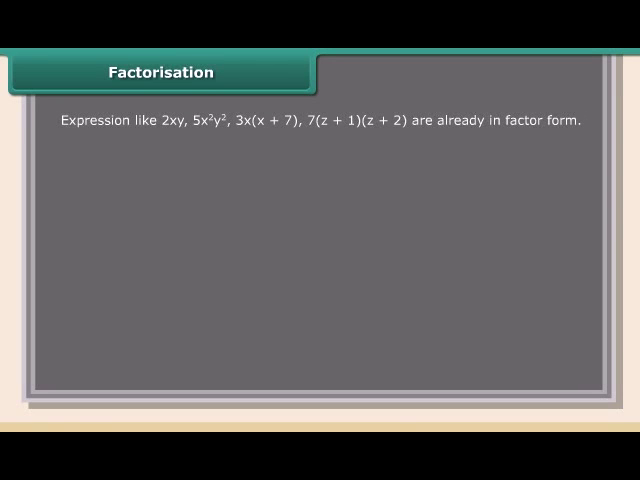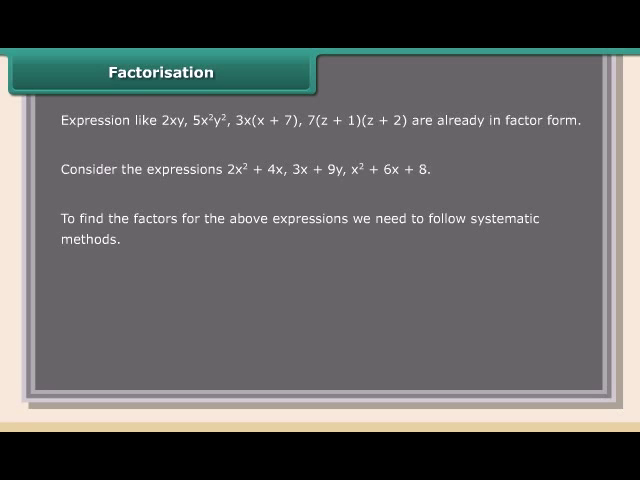Expressions like 2xy, 5x square y square, 3x into x plus 7, 7 into z plus 1 into z plus 2 are already in factor form. Consider the expressions 2x square plus 4x, 3x plus 9y, x square plus 6x plus 8. To find the factors for the above expressions, we need to follow systematic methods.